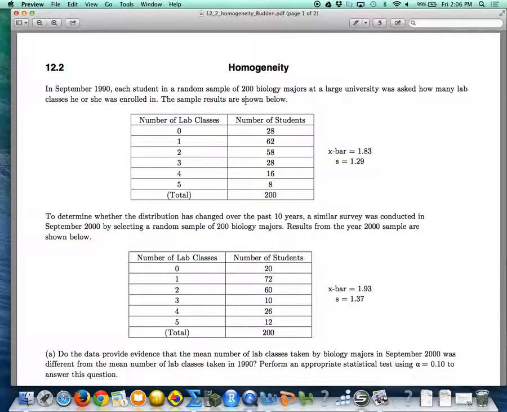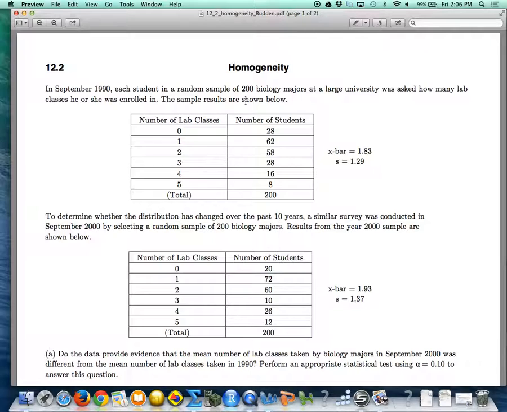Next part, it says to determine whether the distribution has changed over the past 10 years. A similar survey was conducted in September 2000 by selecting a random sample of 200 bio majors. Results from 2000 are shown below. Same information, you can take 0 to 5 lab classes, tells you how many students, tells you the sample mean, sample standard deviation. Okay, so A, do the data provide evidence that the mean number of lab classes taken by bio majors in September 2000 was different from the mean number of lab classes taken in 1990? Perform an appropriate statistical test using alpha equals 0.1 to answer this question.